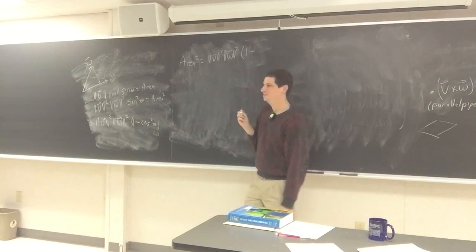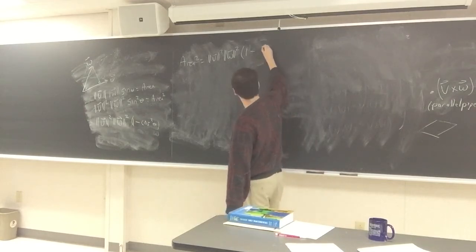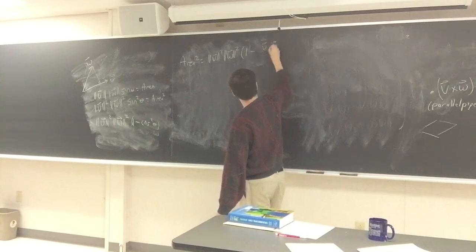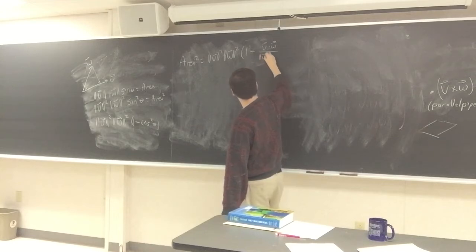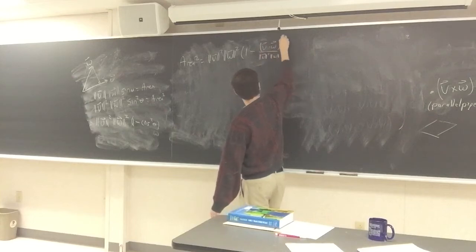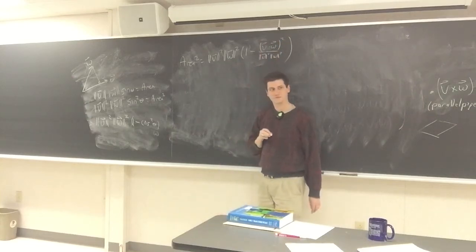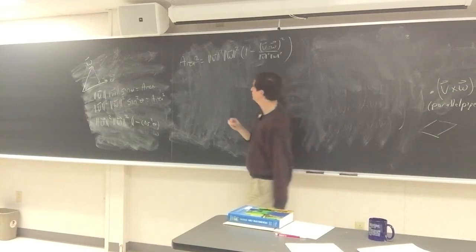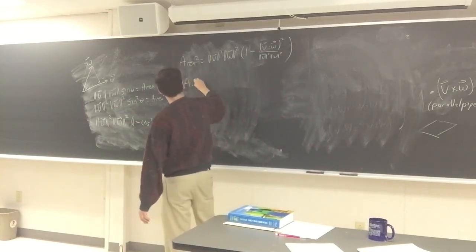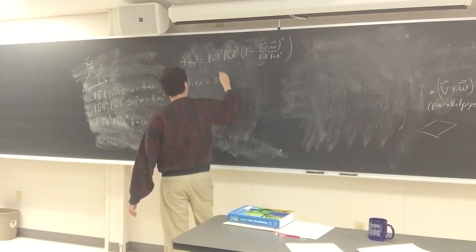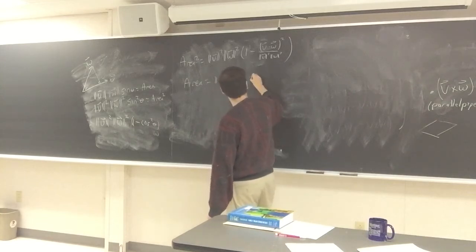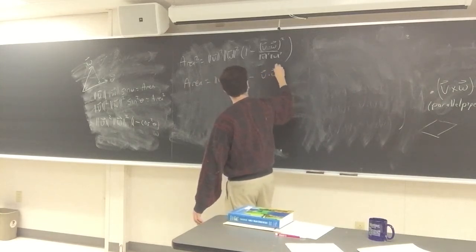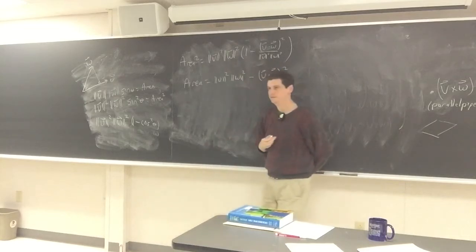P dot Q. So here it's going to be v dot w over the length of v times the length of w. But now we have to square everything. Right? So now we get area squared will be the length of v squared, length of w squared, minus v dot w squared, because those will cancel.